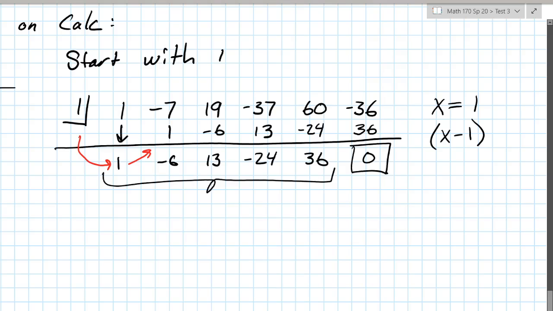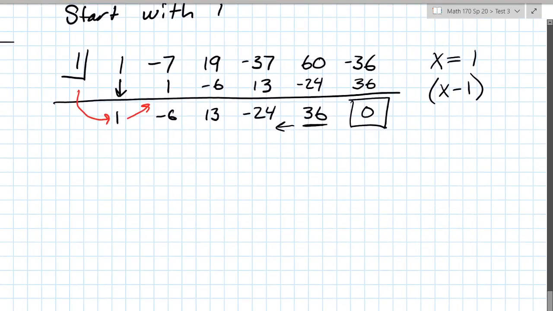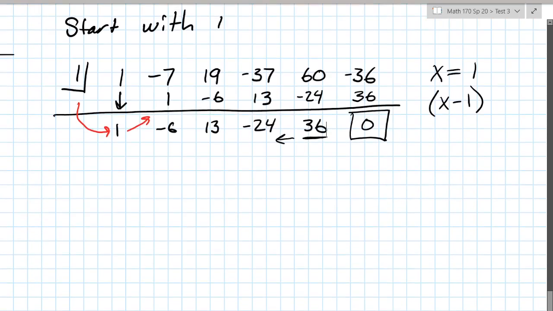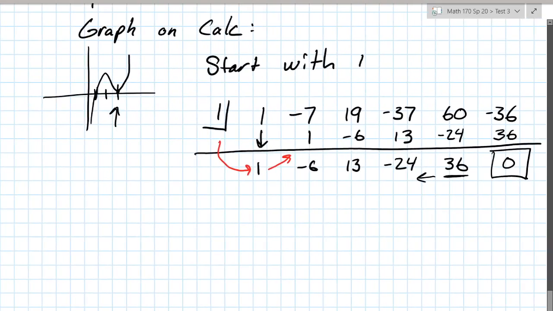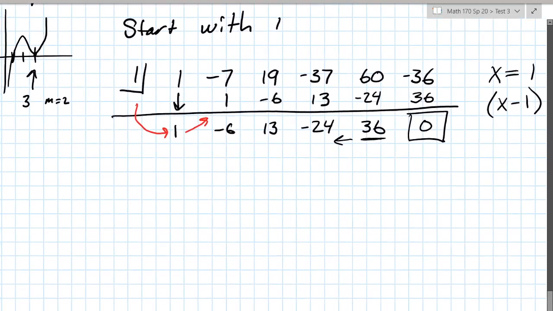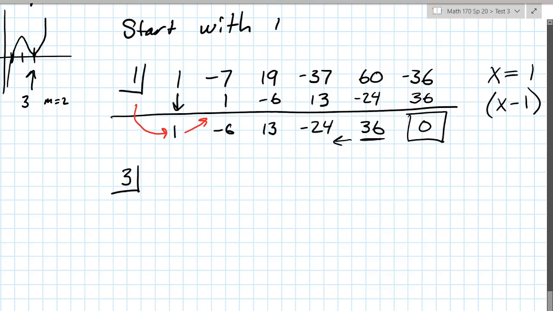And if we read this from the 36 going that way, we've got 36 as our constant, a -24 with an x, a 13 with an x squared, -6 with x cubed, and 1 with x to the 4th. We don't really have to write those out again, but we are going to use those values for our next try. We decided that it would be a good idea to try 3 with multiplicity 2. So I'm going to go with 3, and I'm going to copy down that.